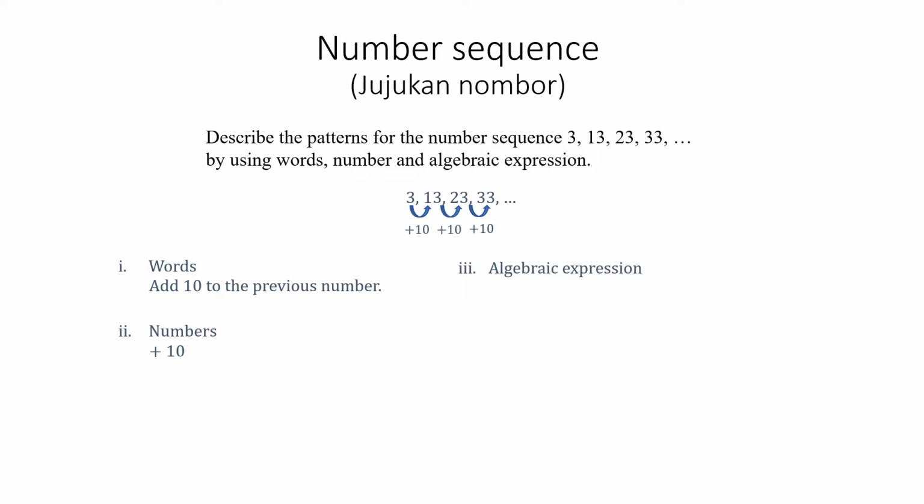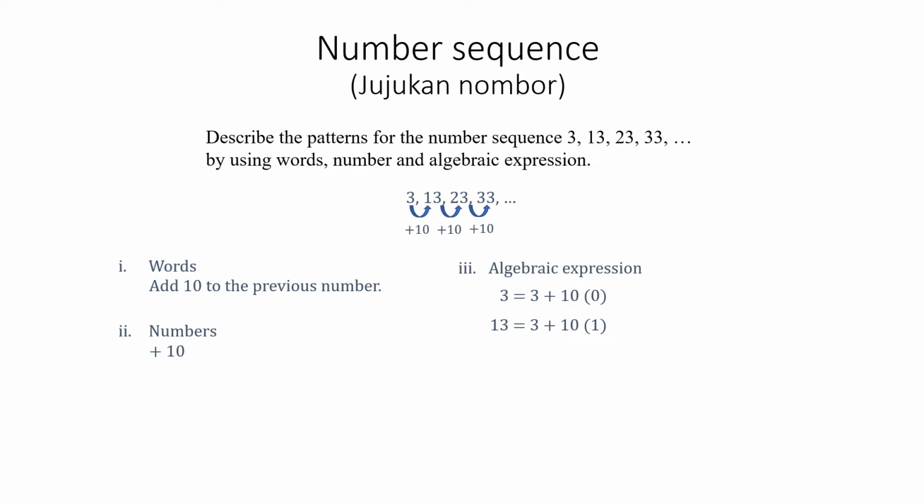For the algebraic expression, first we need to define each number into a certain pattern. So 3 is equal to 3 plus 10 multiplied by 0, which is 0, so 3 plus 0 is 3. And for the second term, 13, which is equal to 3 plus 10. So 13 is 3 plus 10 multiplied by 1.